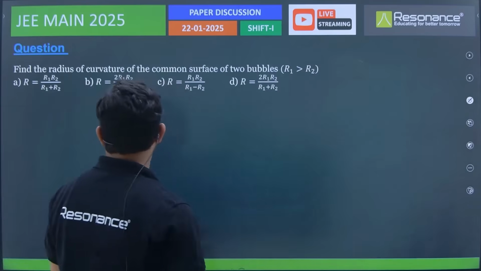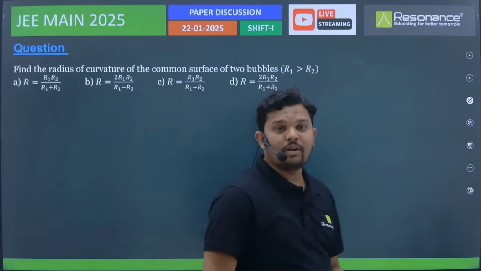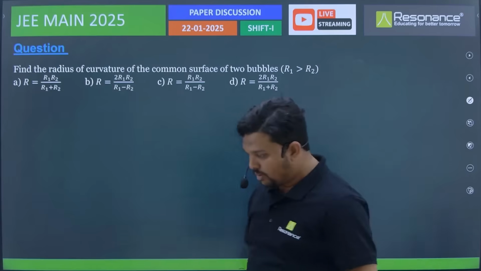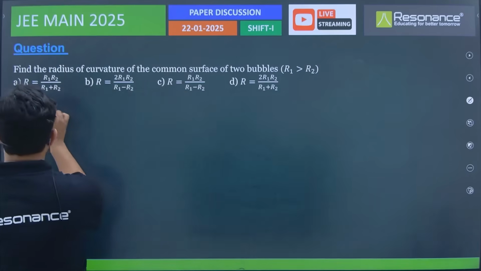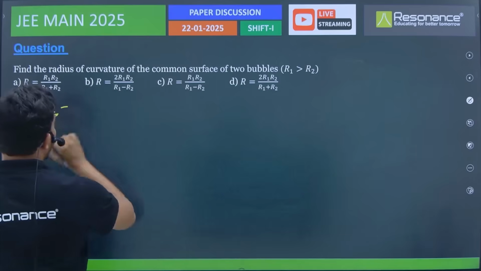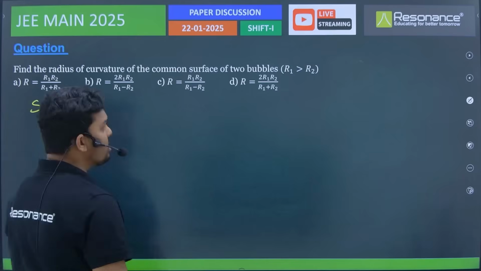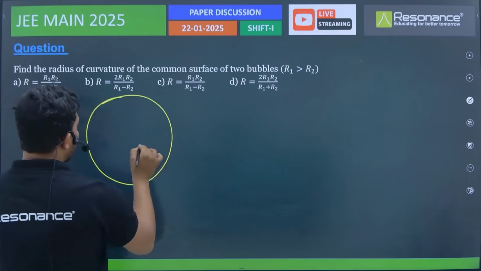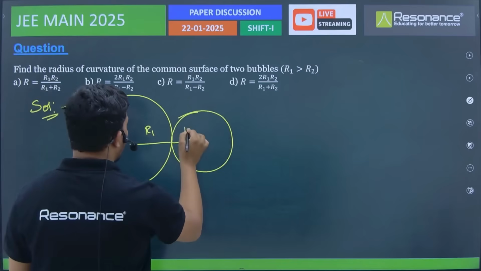Find the radius of curvature of the common surface of two bubbles. So we need to find the radius of curvature of the common surface of two bubbles. This question has been repeatedly asked many times, and it is also discussed in our Resonance classroom. Basically, the first surface is bigger and the other surface is the smaller one. So you can take the radius of the first as R1, while for the second you take the radius as R2.